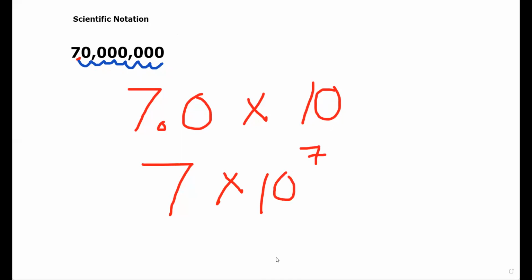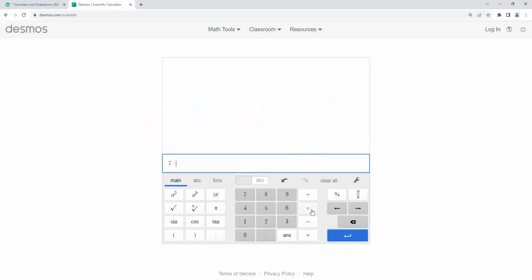So this is standard notation, and scientific notation is with the exponent. You can even look on a calculator. Let's say I didn't know what this was in standard form. I could plug it in: 7 times 10 to the 7th power. Oh, that gets me 70 million. And so you can also do it with the decimals as well.